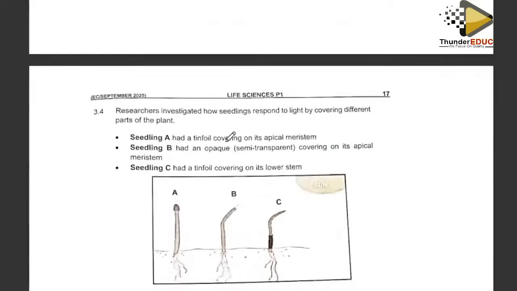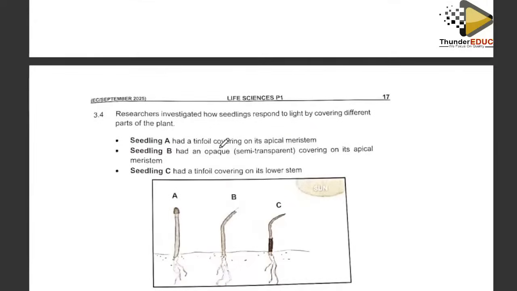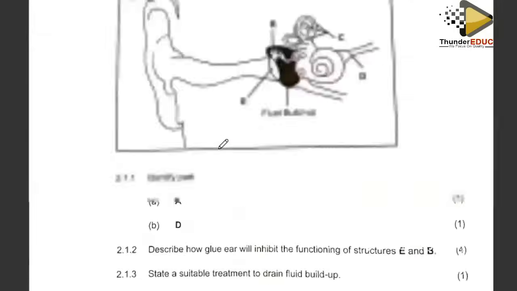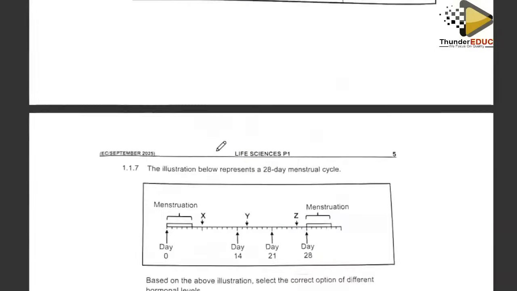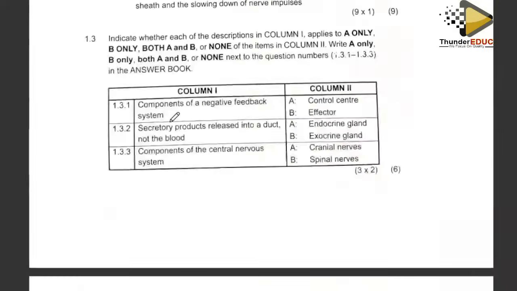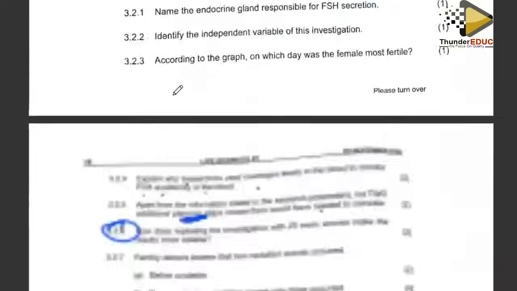Question 3.4. They're saying that a researcher investigated how seedlings respond to light by covering different parts of the plant. Seedling A had tin foil covering. I saw this question. Where did I see it? Oh, it was in the objective. I was saying that they bring it two times. Oh, yeah, it was in the objective. Okay.